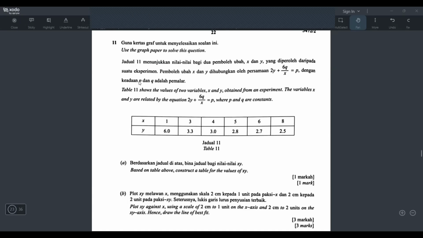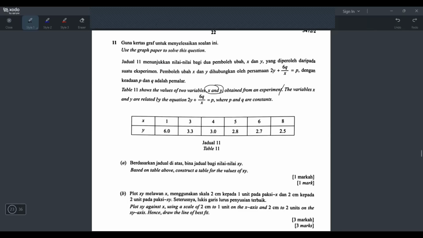Okay, let's continue with question number 11. This will be the last question for Section B. Let's go. Use the graph paper to solve this question. No problem. So this is linear law. Let's read. Table 11 shows the values of two variables x and y obtained from an experiment. Not important. All of this is not important.